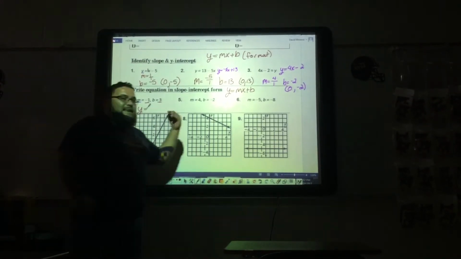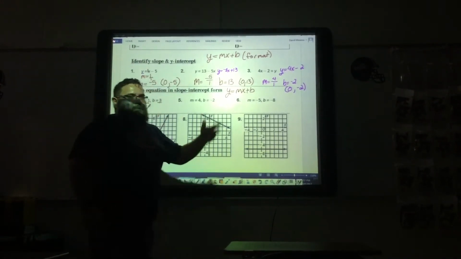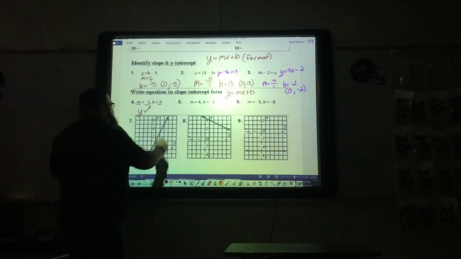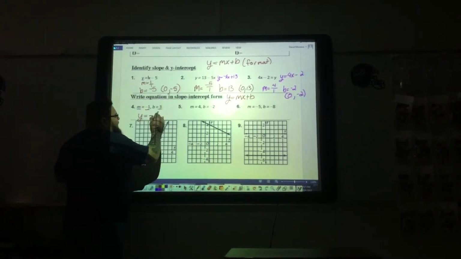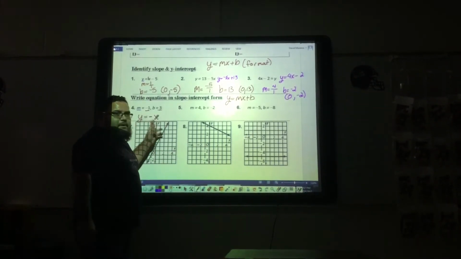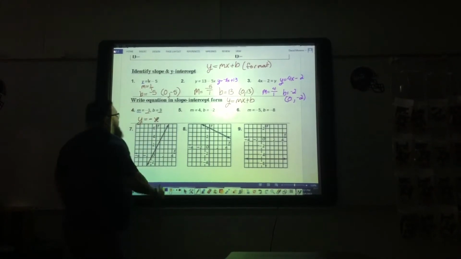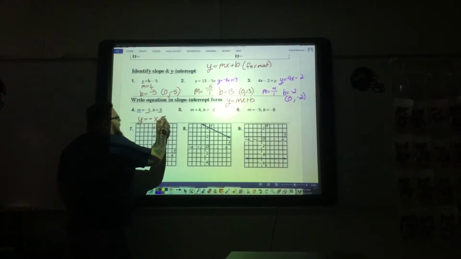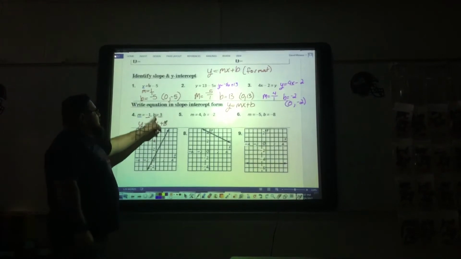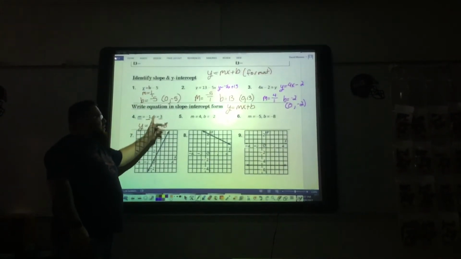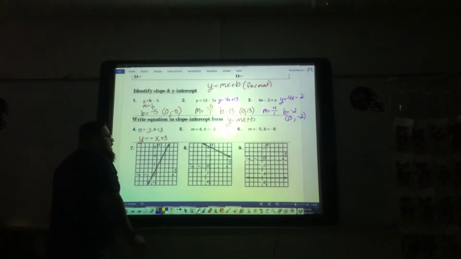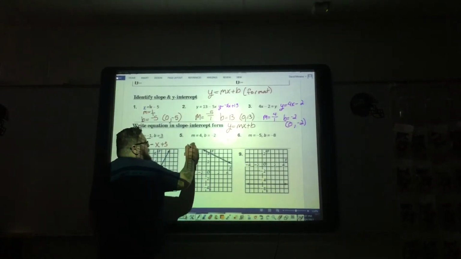Now, do we have to put a 1? No, we don't. Because remember, 1's like that invisible number. So instead of putting 1, we can put negative x. But it's okay if you want to put negative 1, that's fine. You can go ahead and do that. Negative x plus 3. Because my y-intercept is a positive 3. Okay? Then we move on to the next one.